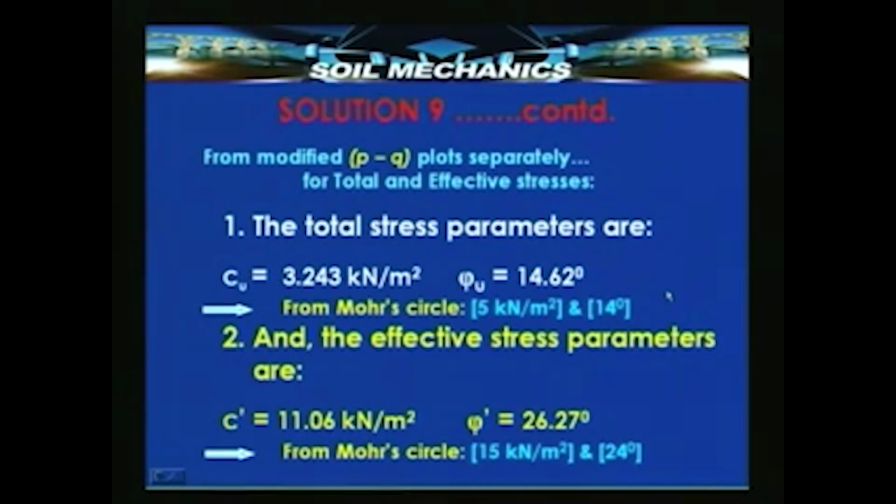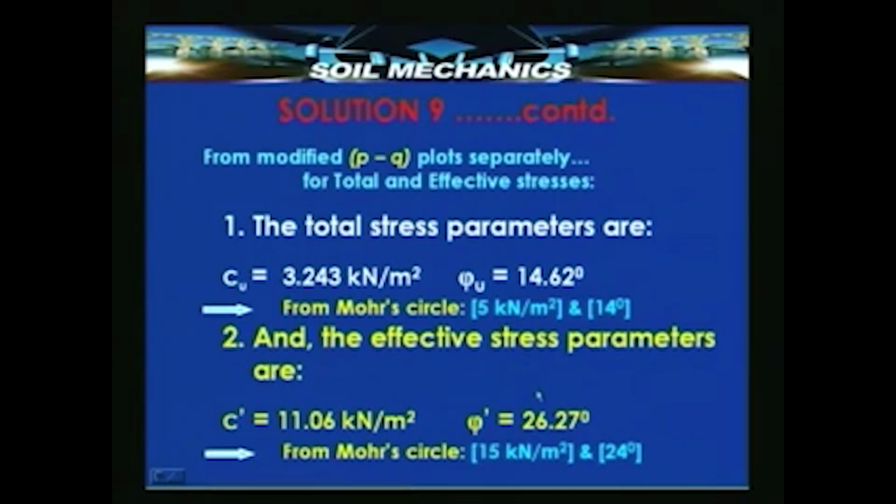So, to summarize, we get undrained cohesion and undrained friction under total stress conditions from the PQ graph like this. The corresponding Mohr circle plots gave us 5 and 14. The difference is marginal, and this much difference does occur because of the two different ways of plotting. And as I said, PQ plot is always preferred because plotting a straight line is always easier and more accurate than plotting a circle and a common tangent.